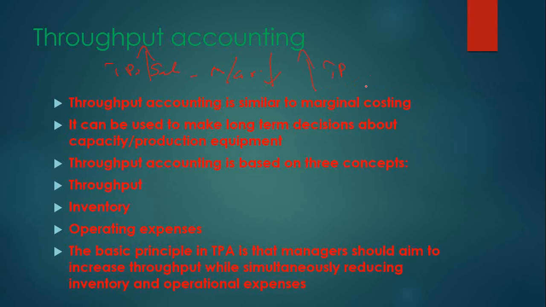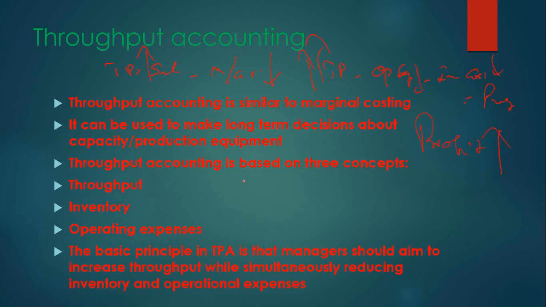And from the throughput, to arrive at your profit, you must minimize your operational expenses. The lower the operational expenses, the bigger the profit. And also the inventory. The inventory cost is a cost which is going to reduce your profit. So throughput minus operating expenses minus inventory cost is your profit. If you can minimize these and maximize the throughput, your profit will be high.